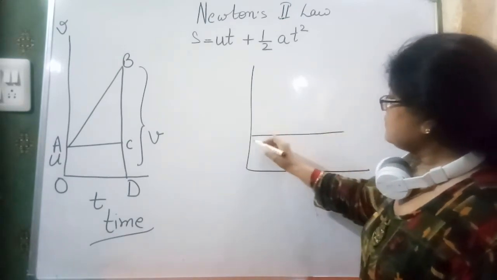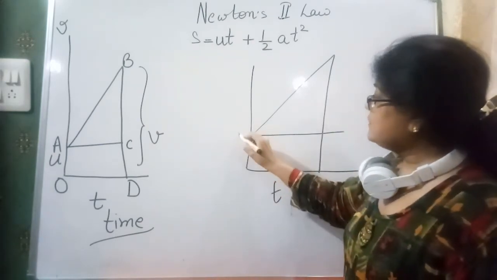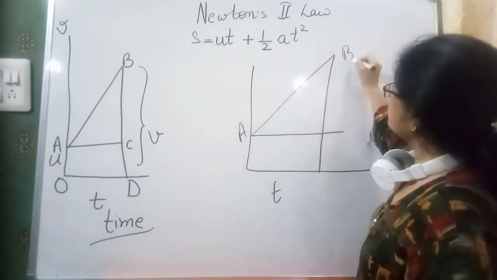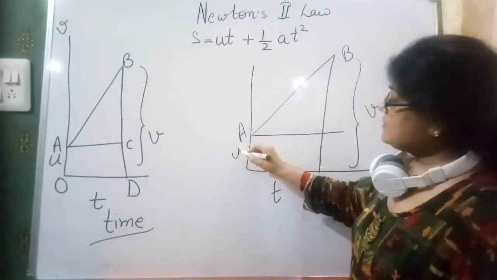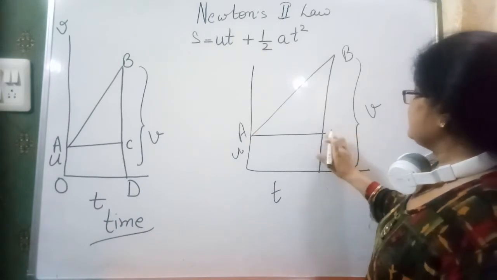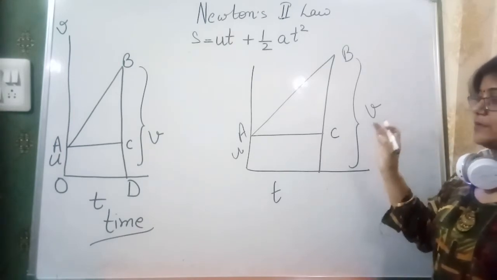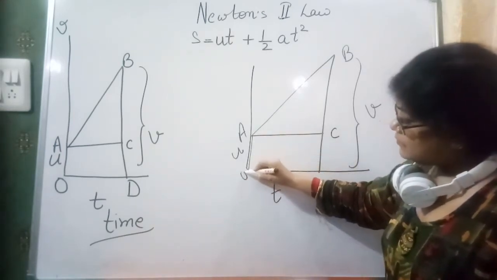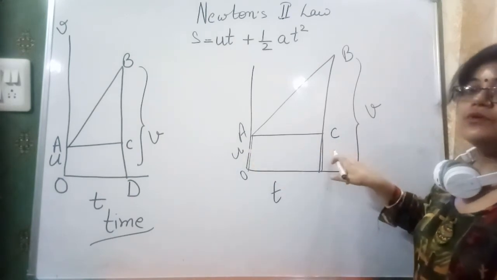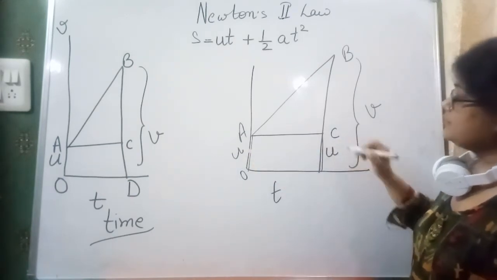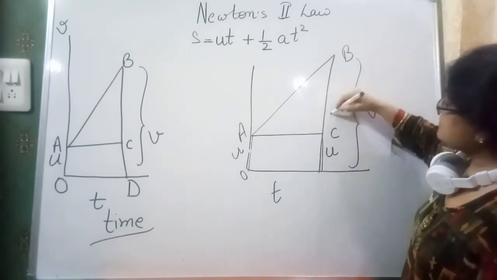In this way, this is the time t, this is point A, this is point B, this whole is capital V, that means final velocity, this is initial velocity, and this is point C. Clear? Now again I am going to explain this value is equal to this value because these two lines are parallel to each other. That means U. Clear? And BC is what? V minus U.